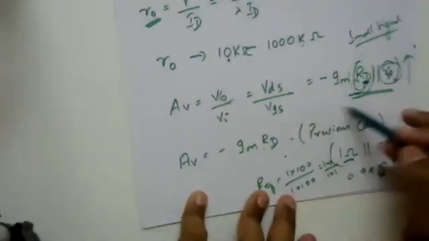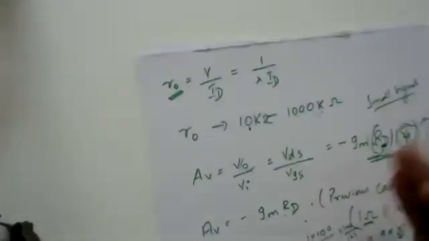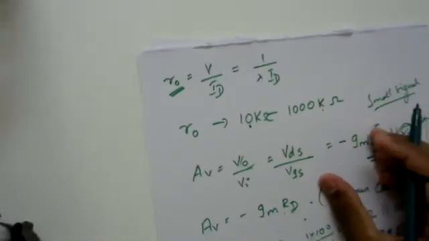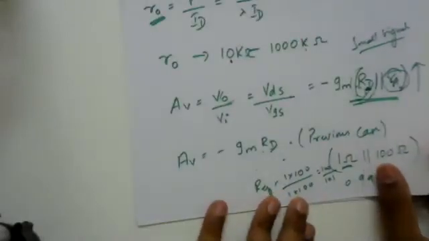But this is the expression that you are going to use for a small signal operation, because you have added some R0 resistance into your circuit. Okay? Is it clear to you?